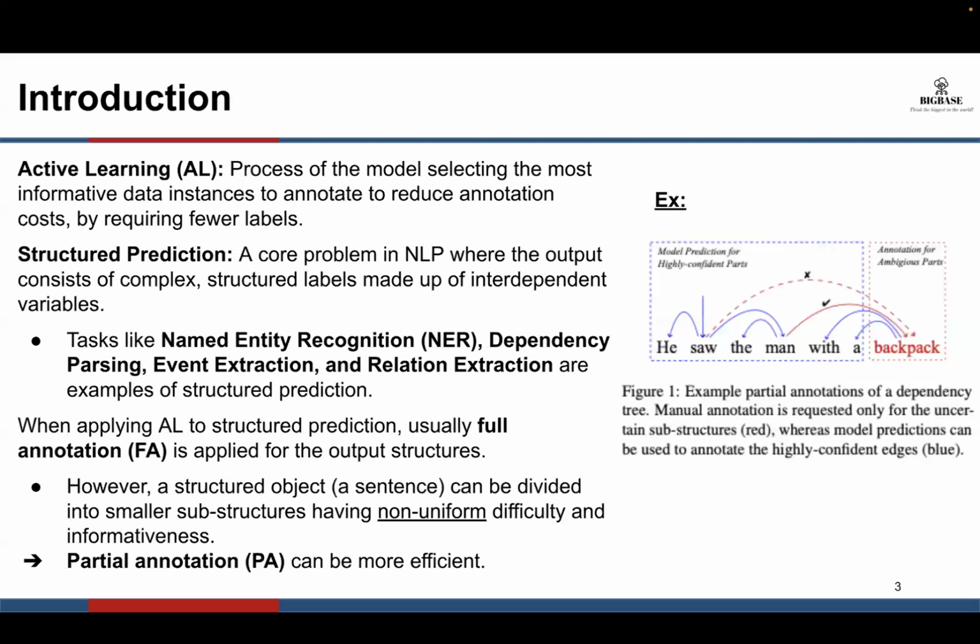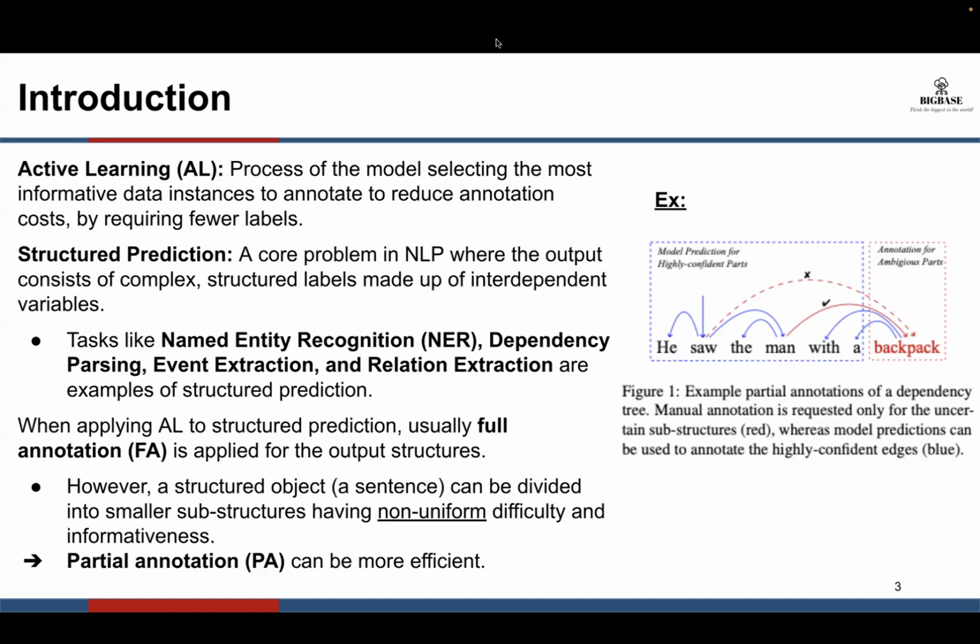Applying active learning to this can be done, but previous studies usually adopt full annotation for the output structures. However, if the input is a sentence, then it can be divided into smaller substructures. And these substructures have non-uniform difficulty and informativeness. So that's why we can say that partial annotation can be more efficient than full annotation.